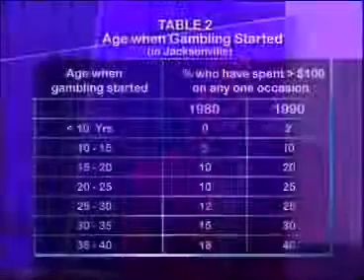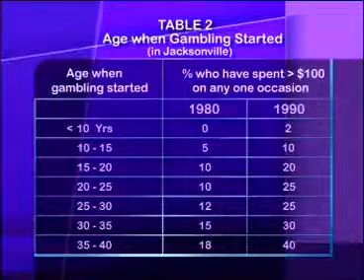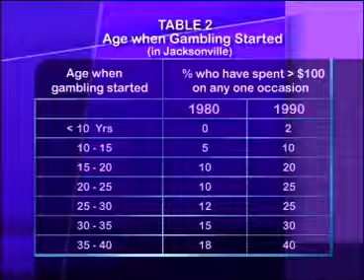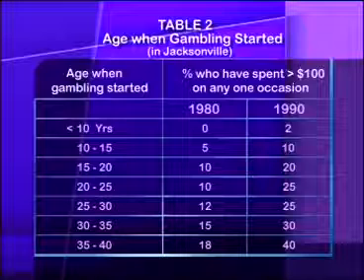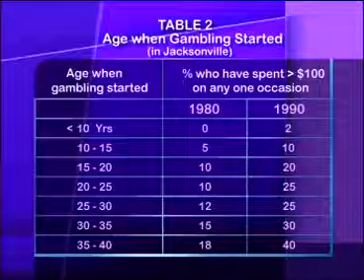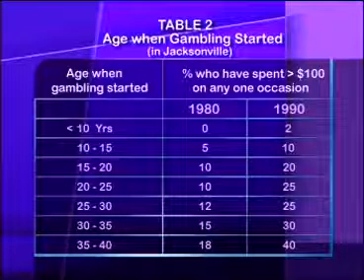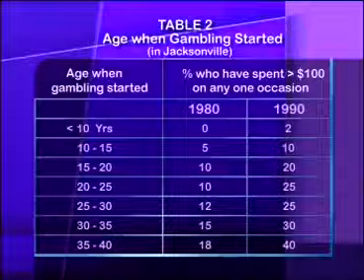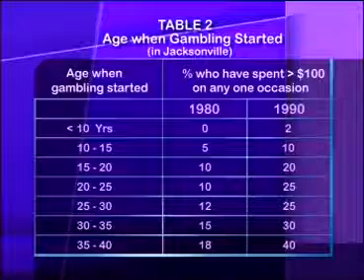The introduction for Table 2 could be: this table clearly highlights the age of individuals in Jacksonville when they first started gambling. The percentage of persons in 1980 and 1990 are analysed in relation to age groups from 10 to 40 years.